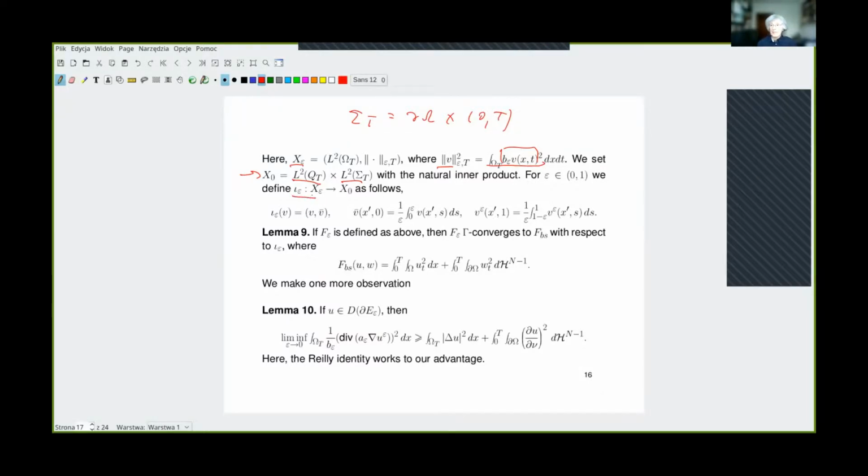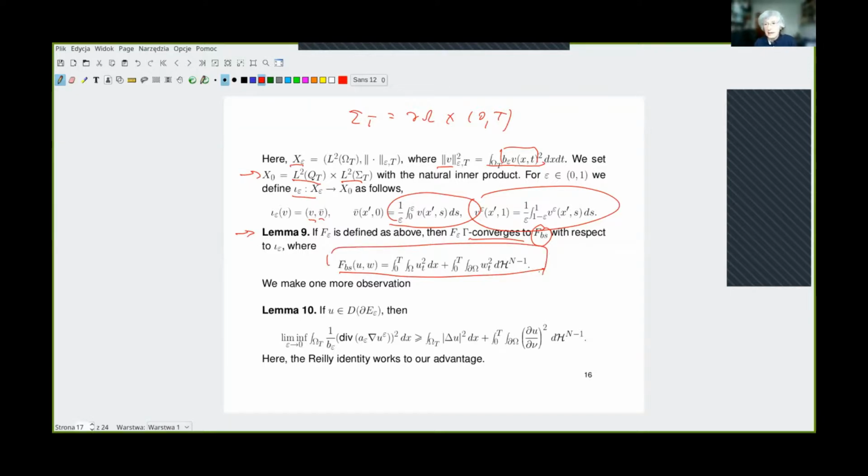And we have to introduce the mapping iota. And we introduce it in a simple way. Okay, so we have to define the first and the second coordinate. So the first coordinate is just an embedding, and the second coordinate is the average. Okay, I wrote two formulas to be correct because our boundary has two components. So we have to average over two boundary layers. Okay? And we are saying that if we have function f epsilon defined on the previous slide, then it gamma converges to f with respect to iota, where the limit functional has the following form.